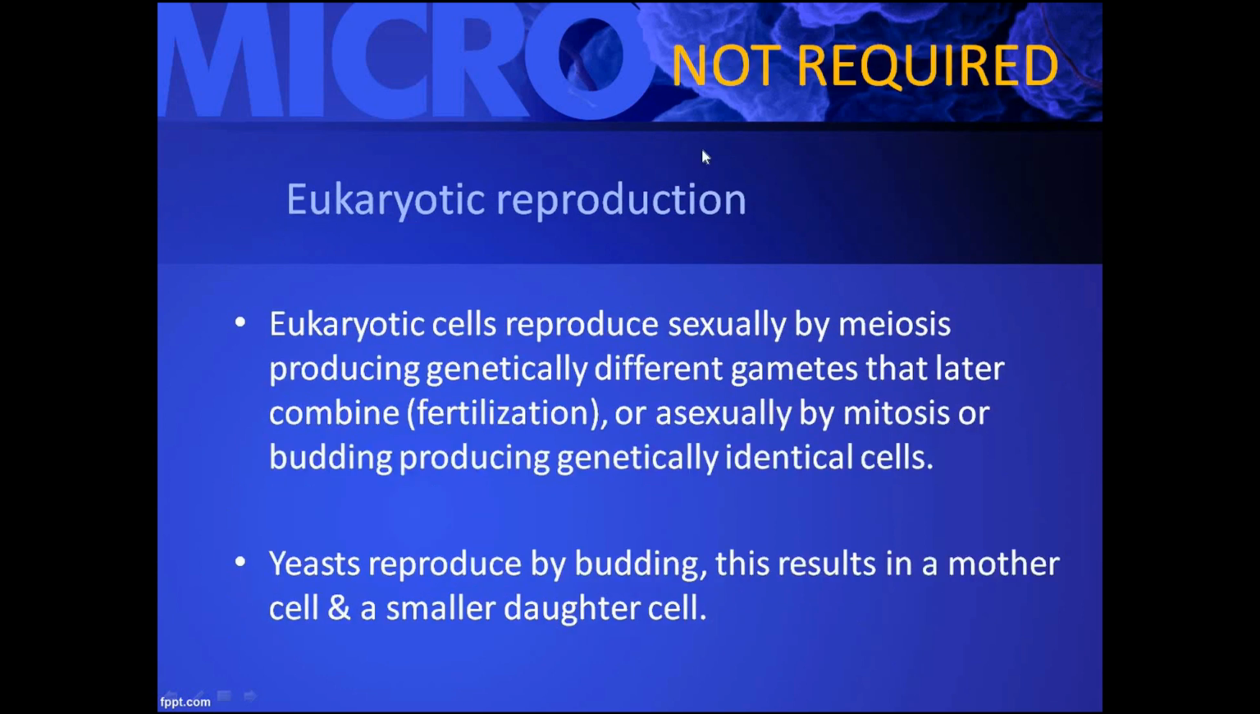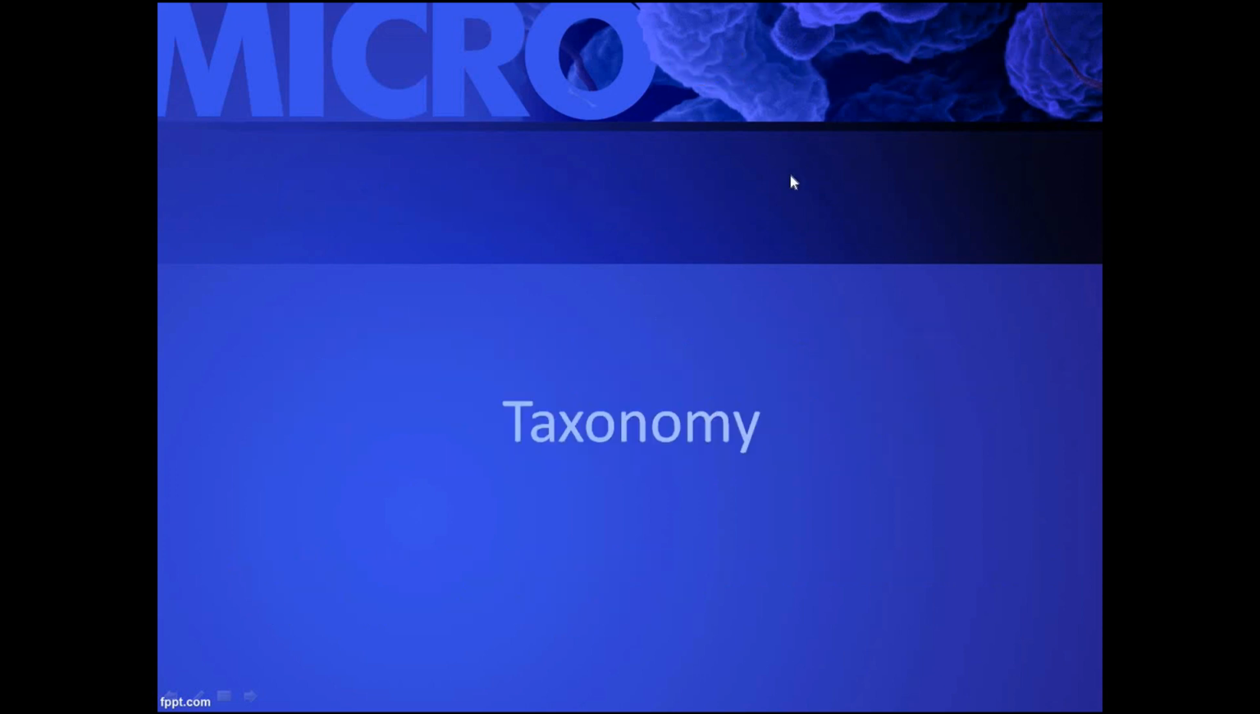This is not required. The eukaryotic reproduction, in comparison, reproduce sexually by meiosis or asexually by mitosis or budding. The yeast reproduce by budding. This results in a mother cell and a smaller daughter cell.